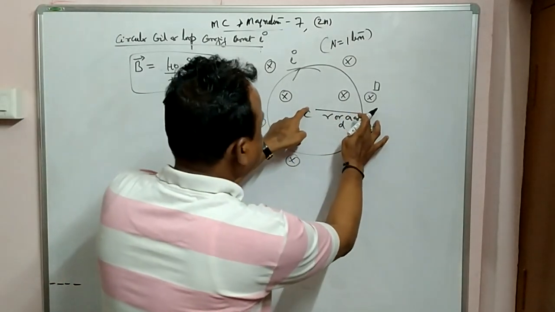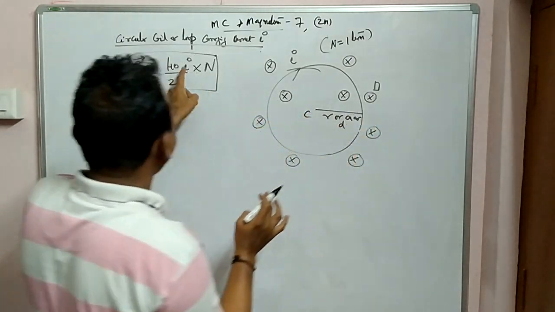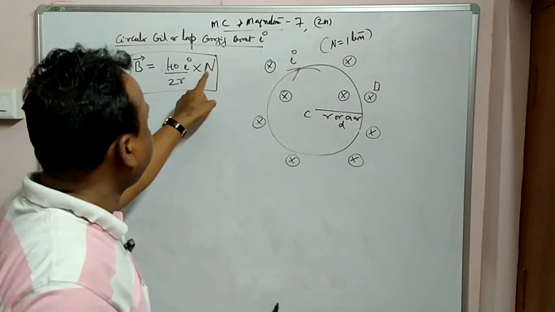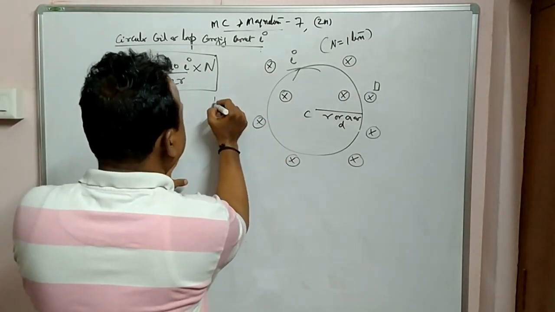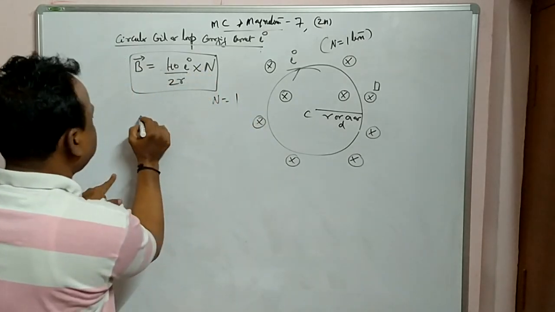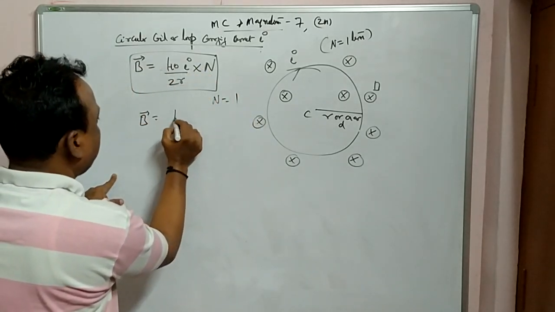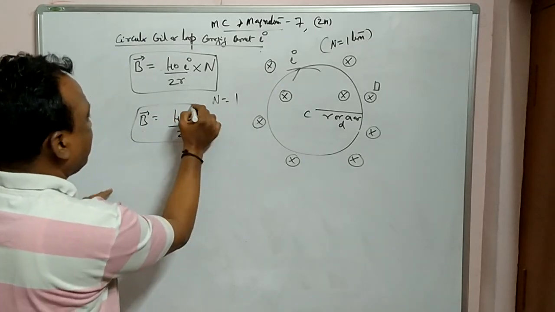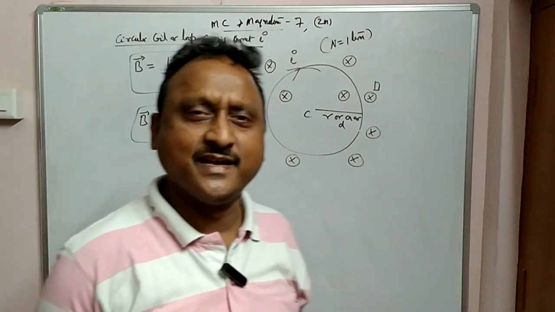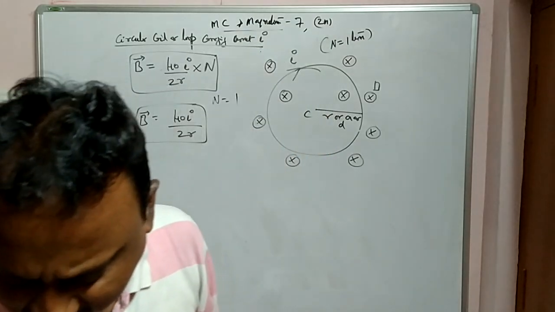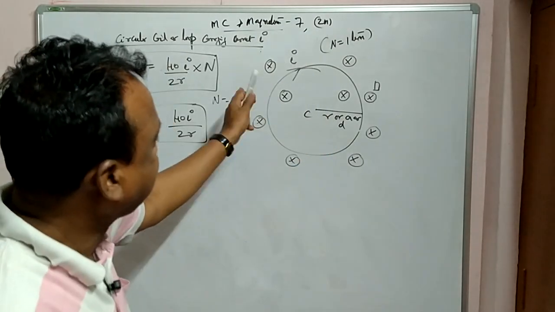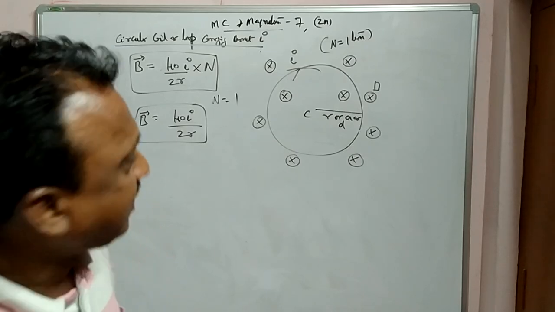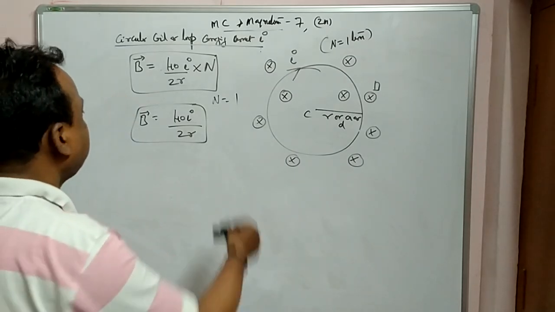Where R is the radius, you can use R or D or A. I is the current flowing, mu naught is the constant, 4 pi into 10 power minus 7 Henry per meter, and N is the number of turns. Suppose you take turns as 1 only, put 1. Then what is the general formula at the center? B is equal to mu naught I by 2R. This is the general formula. If n turns are there, you can multiply with n. Clear? And this is for the magnetic field at the center of the circular coil carrying current. Clear?